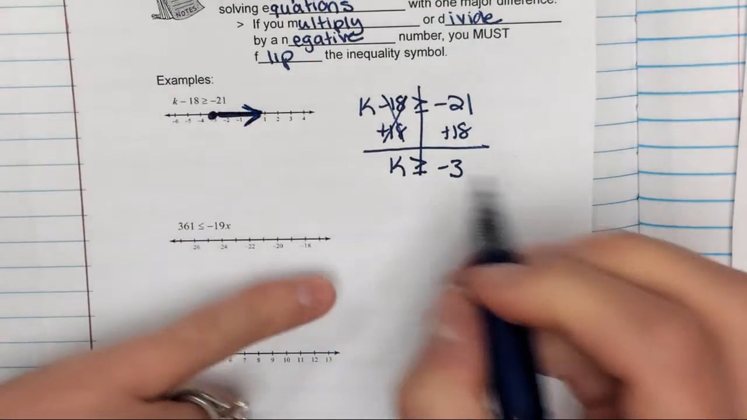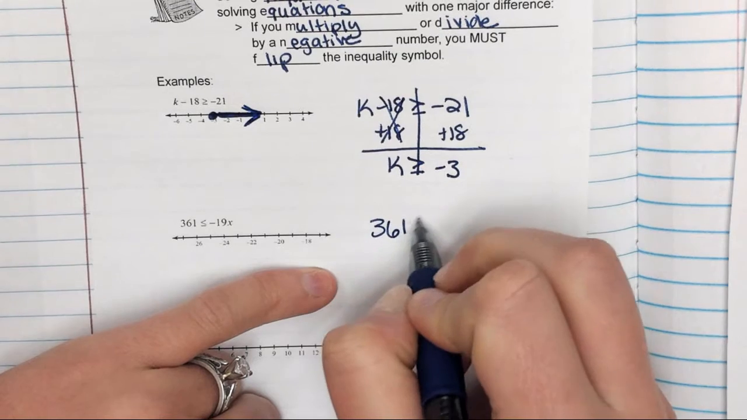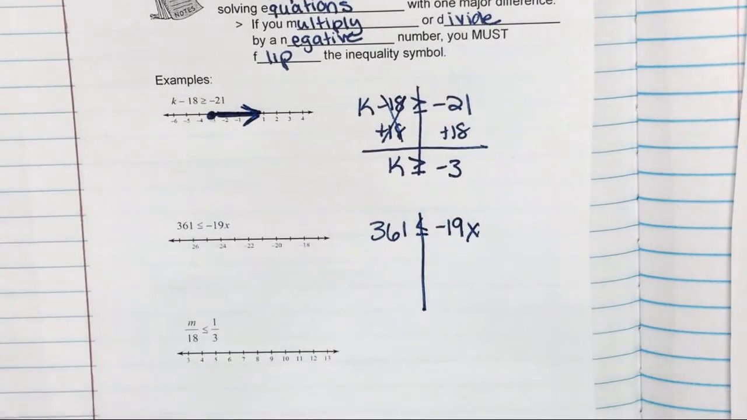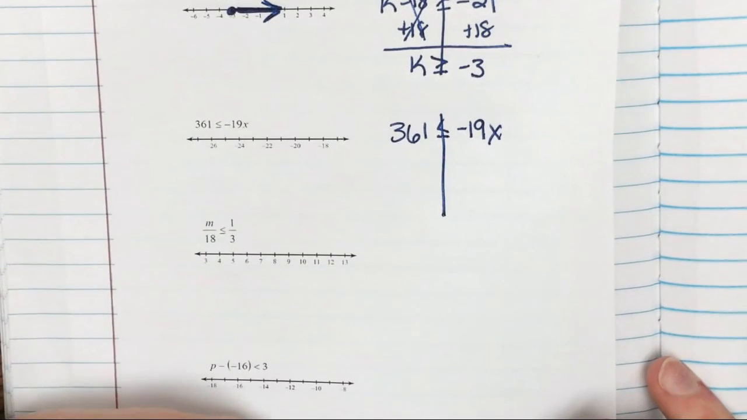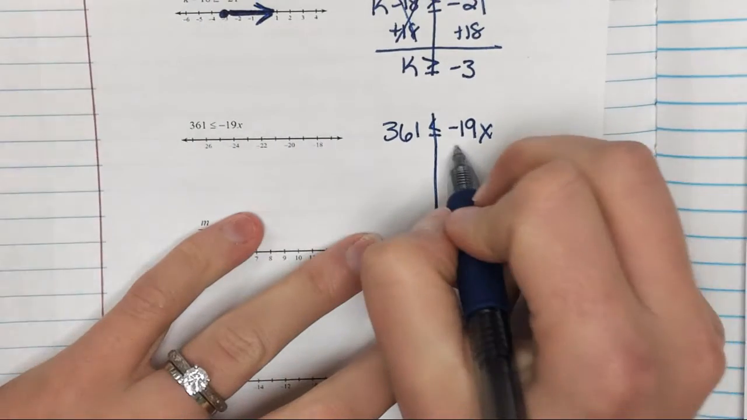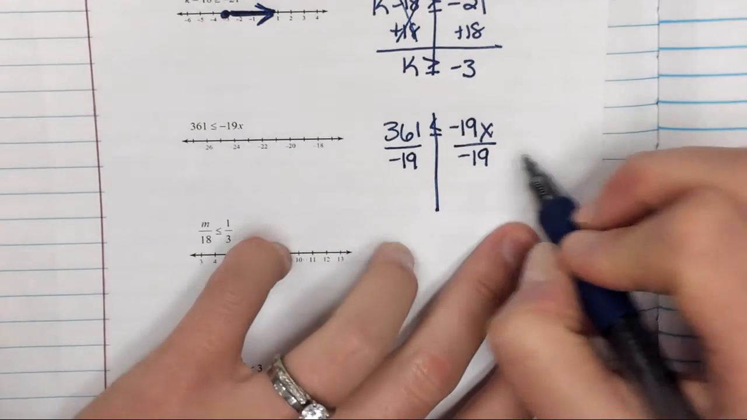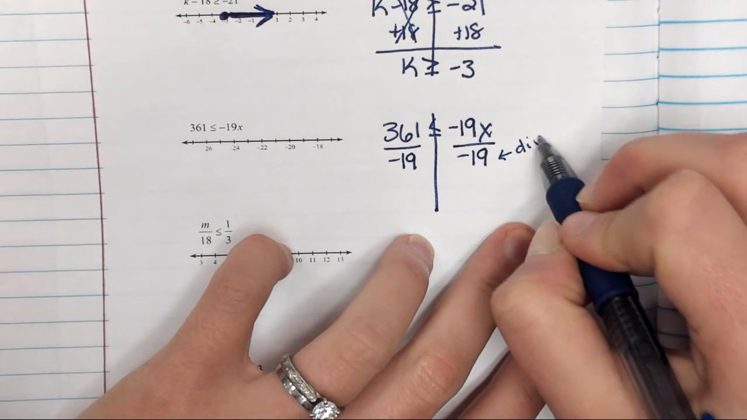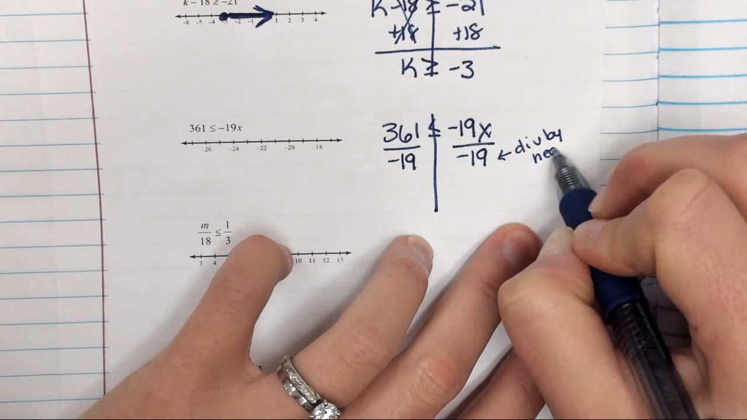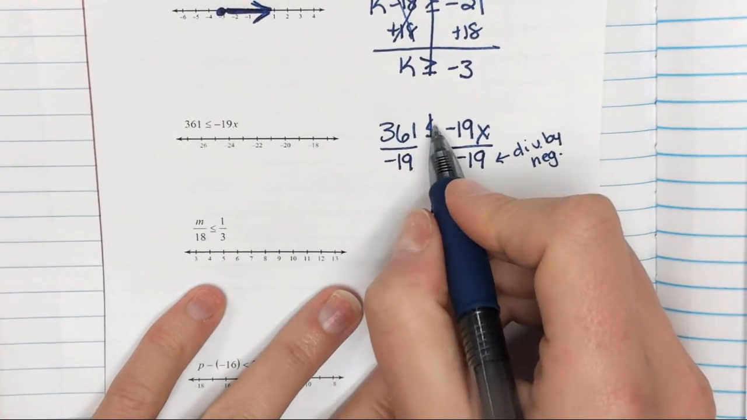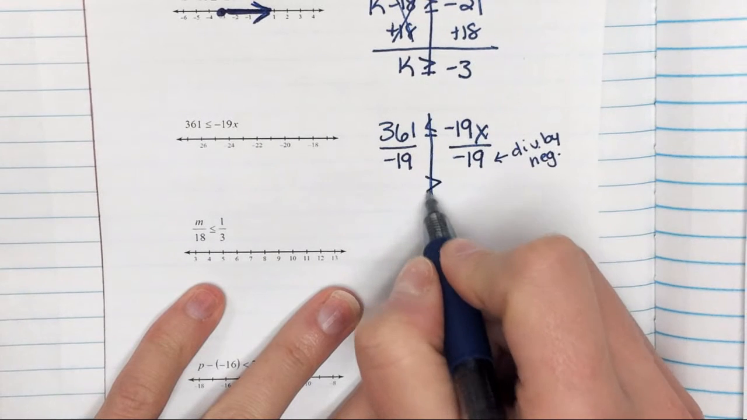Example number 2. I have 361 is less than or equal to negative 19x. In order to solve this, I see multiplication by a negative 19, so I'm going to need to divide by negative 19. Right here, I'm dividing by a negative. So when I divide by a negative, I have to flip my symbol. So instead of less than or equal to, this is going to become greater than or equal to.